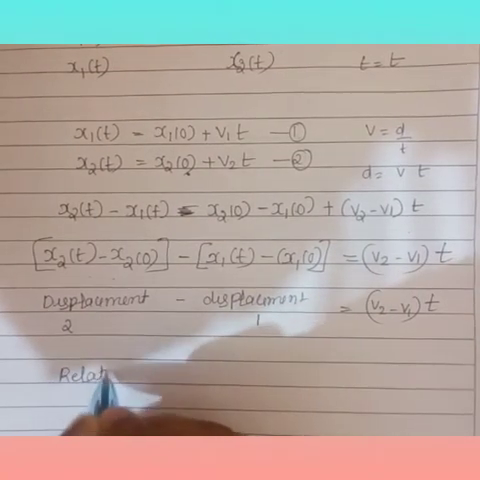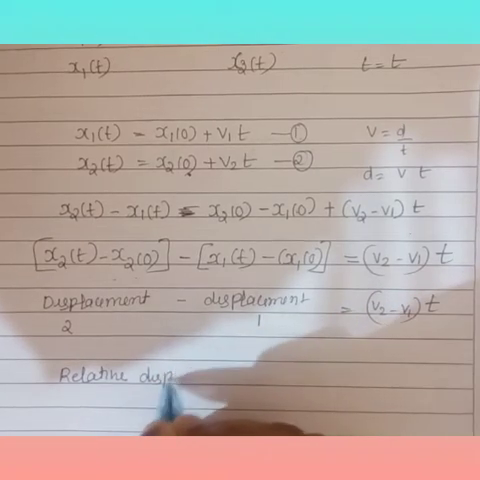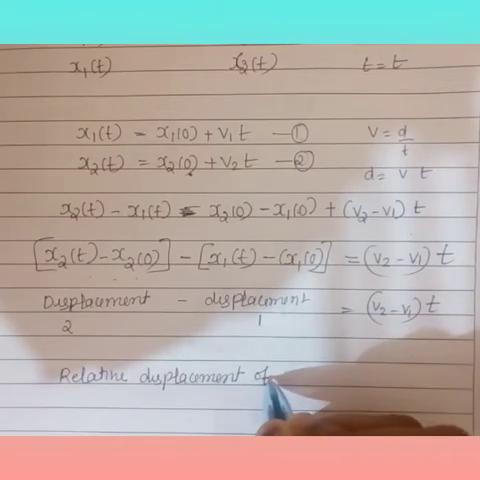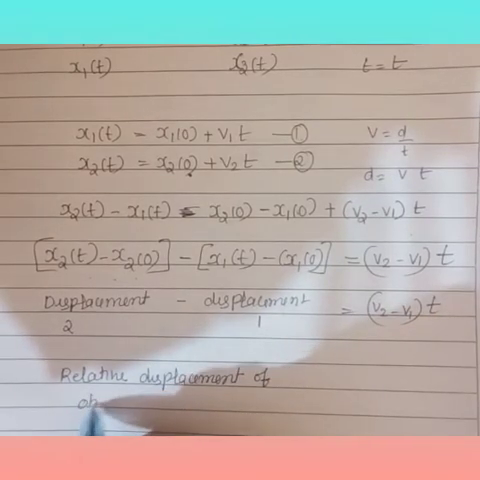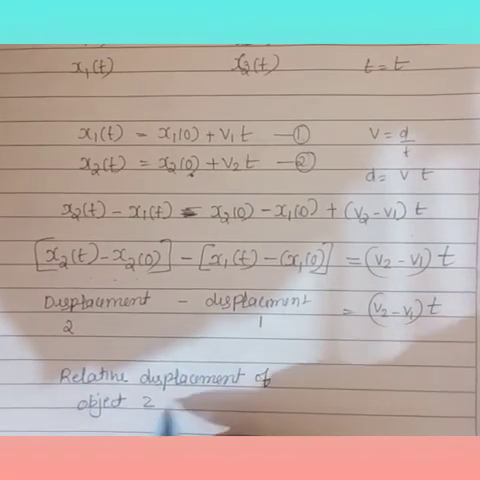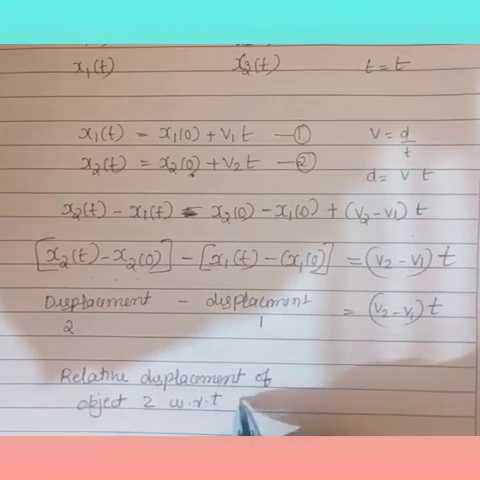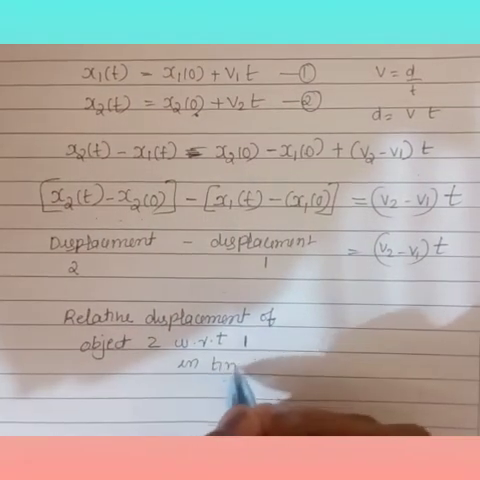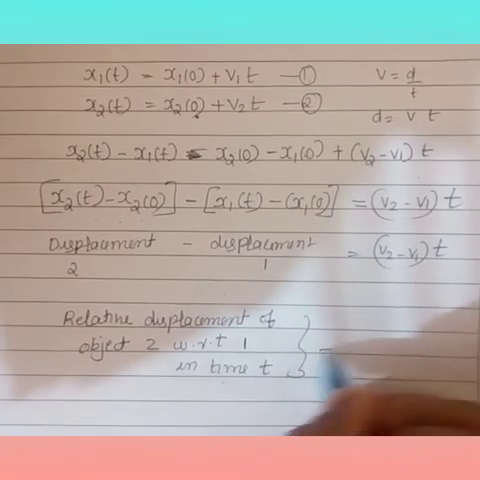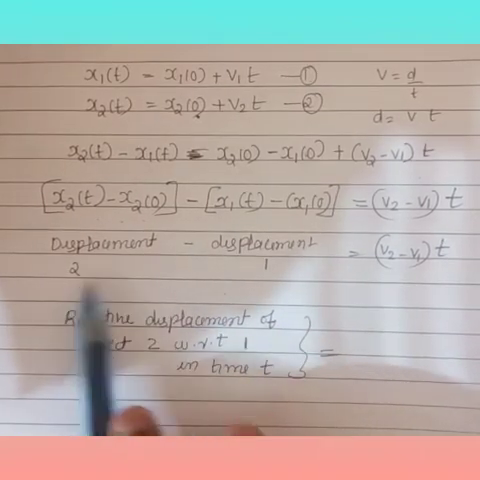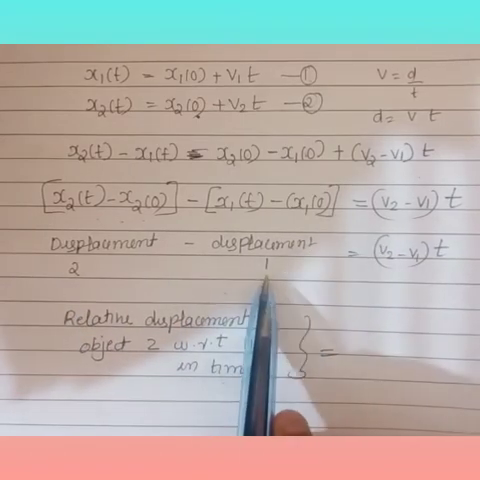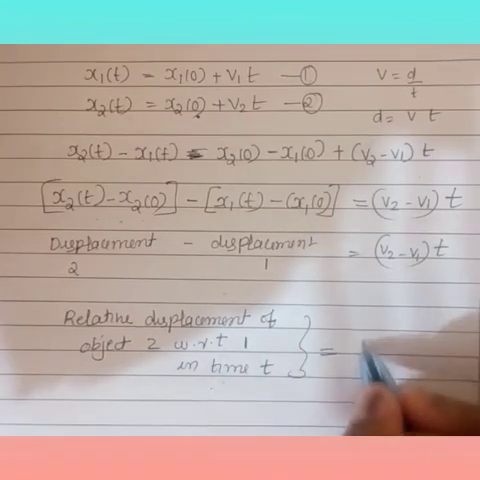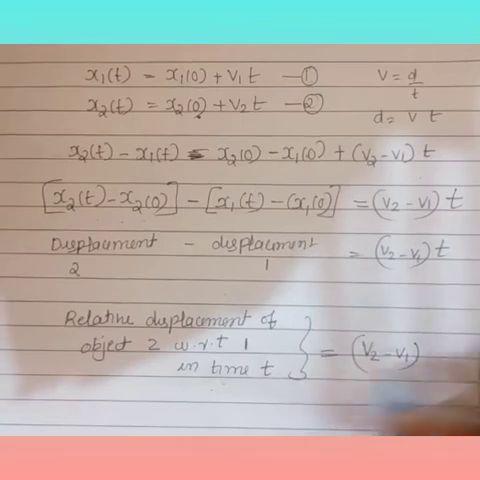Relative displacement of object 2 with respect to object 1 in time t is equal to displacement of object 2 in time t minus displacement of object 1 in time t. So relative displacement of object 2 with respect to 1 in time t is equal to what? v2 minus v1 into t.